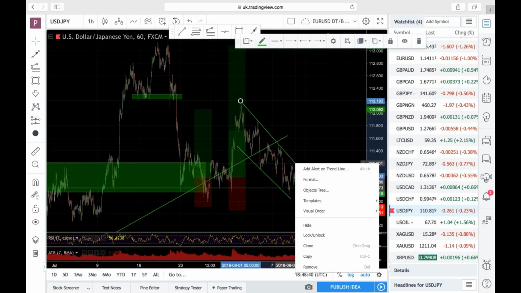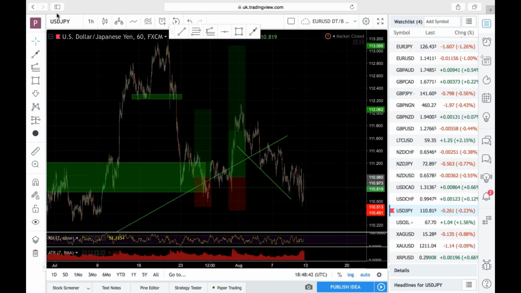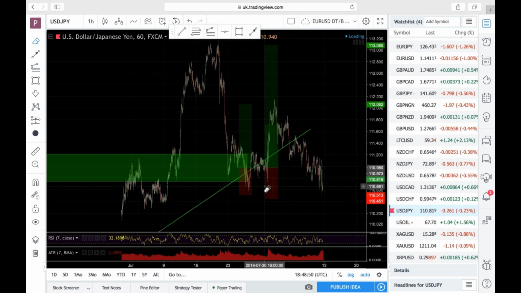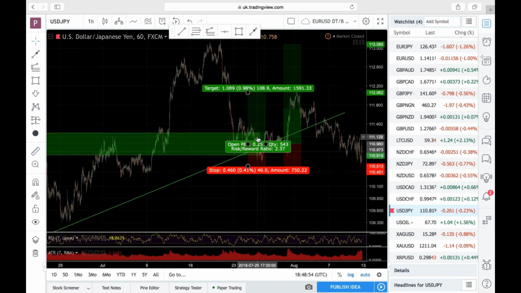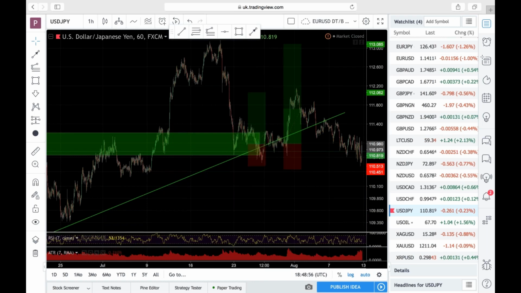Oof, this is messy. Let me just clean this up. There we go. So, guys, last trade for the week. We've been in this trade for a while.